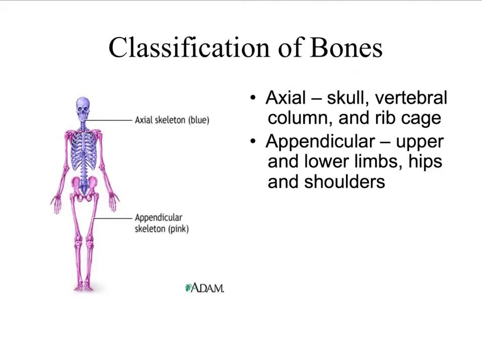So bones are classified in 2 different main categories, depending on where they are in the body. You either have the axial skeleton, which is the skull, the vertebral column, and the rib cage, and this is the main center that everything else hooks onto. The appendicular is the limbs, the hips, and the shoulders.